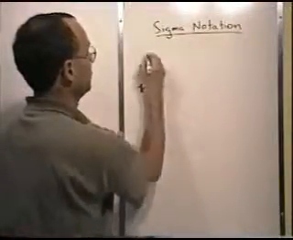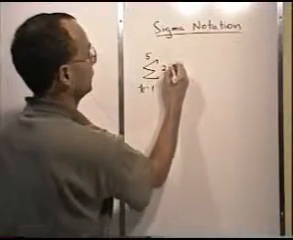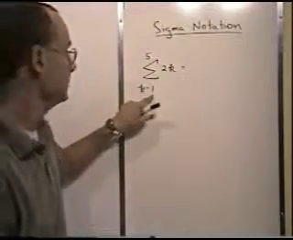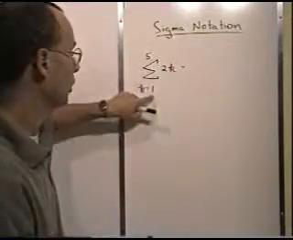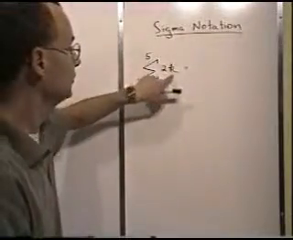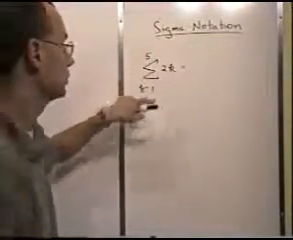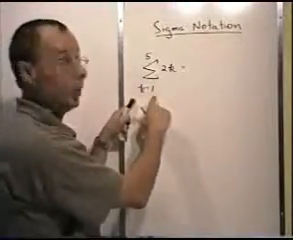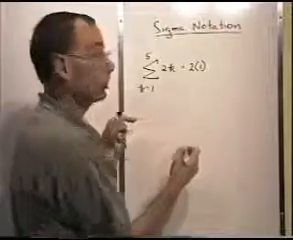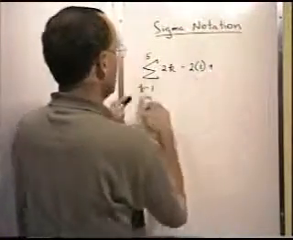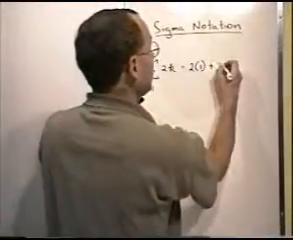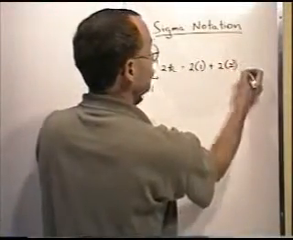What we have might look something like this. We have k equals 1 up to 5. These are called the lower and upper boundaries. And this is kind of the generator of each term. What we do is k starts at 1, so I have 2 times 1. That's my first term. Plus, then k is now bumped up to 2, and then I have 2 times 2.